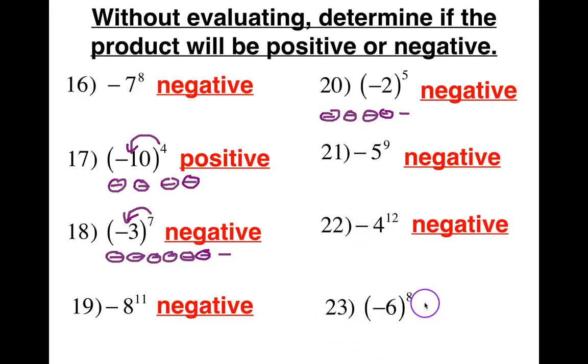Number 23 is going to be positive. Why is this one positive? Well, because the exponent's even, meaning there's going to be enough to make a pair every single time. So 2, 4, 6, 8. Here's a pair. Pair, pair, pair, all those would be positive.